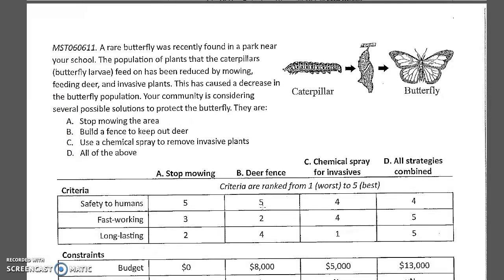Next page. A rare butterfly was recently found in a park near your school. The population of plants that the caterpillars, or butterfly larvae, feed on has been reduced by mowing, feeding deer, and invasive plants. This has caused a decrease in the butterfly population. Your community is considering several possible solutions to protect the butterfly. They are A. Stop mowing the area. B. Build a fence to keep out deer. C. Use a chemical spray to remove invasive plants. Or D. All of the above.